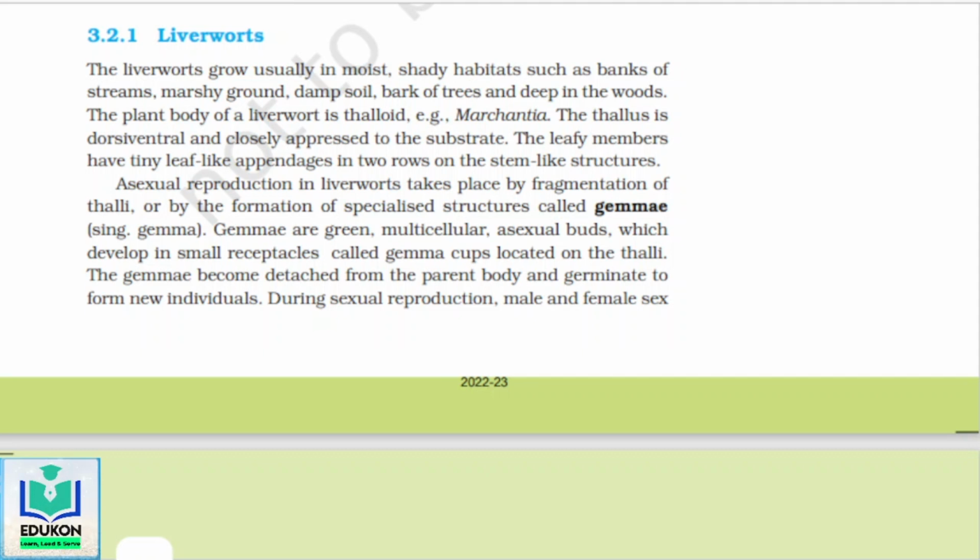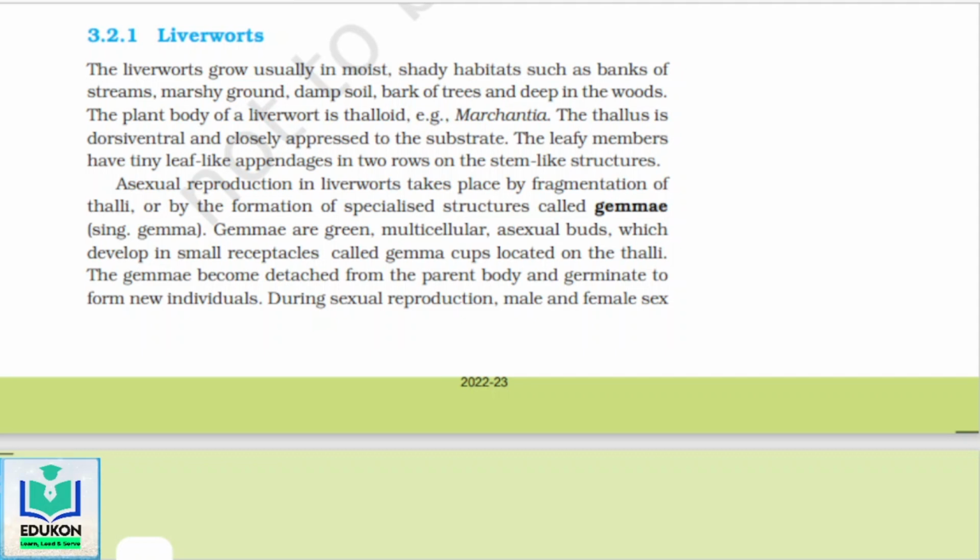What are gemmae? They are specialized structures present in the thallus. These are green multicellular asexual buds which develop into small receptacles called gemma cups, which are located on the thallus.